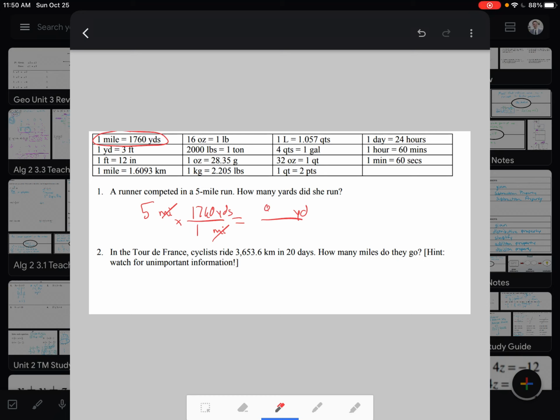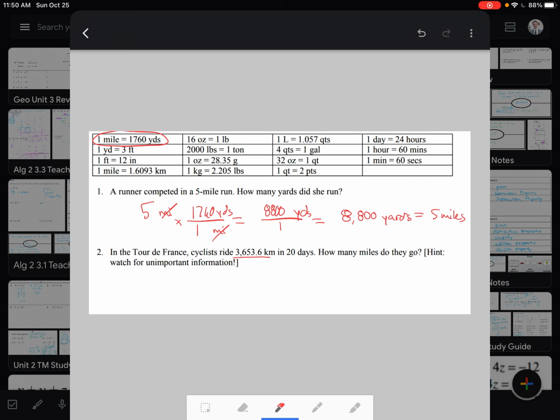And let's see what we end up with here. So 5 times 1760 gets us to 8,800 yards. The bottom is just 1, so we're actually in perfect shape. So our final answer to this is 8,800 yards equals 5 miles. So that was the conversion that we're looking for.